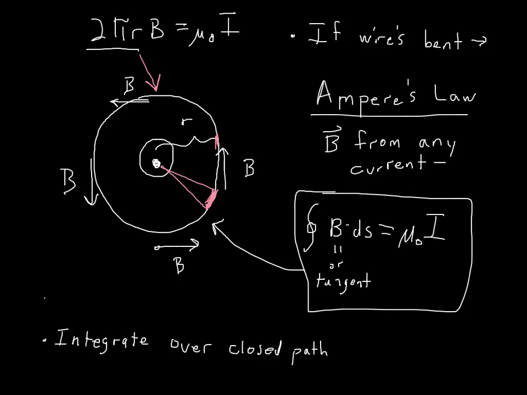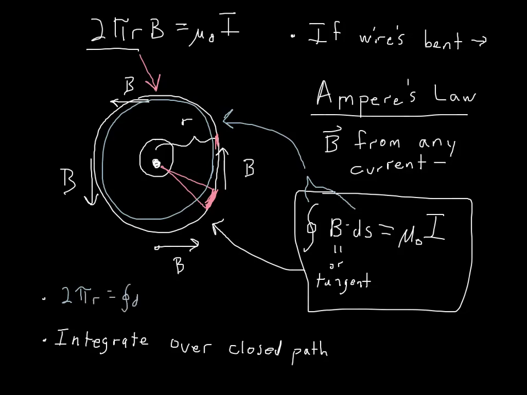And the integrals that we do are a little bit easier for this one than they are for Gauss's law, whether we realize it or not, because we're really integrating over this ds. And this ds, in the case of a circle, is really, really easy. If we integrate all the way around this circle, we get the circumference of the circle. We get 2 pi r equals the closed integral of ds for a circle.